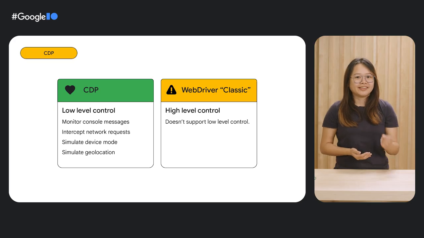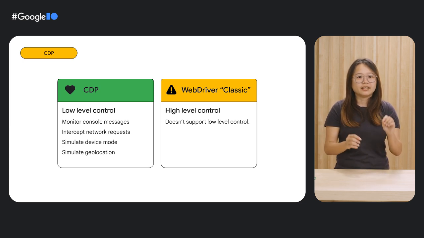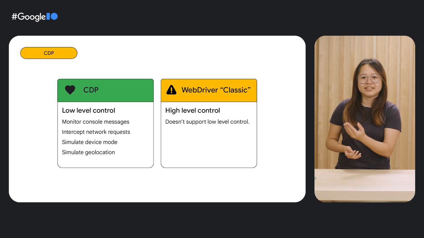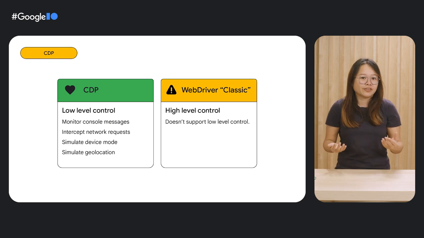On top of that, since CDP was designed to cover all debugging needs, it supports more low-level control compared to WebDriver. It is capable of handling features like capturing console messages, intercepting network requests, and even simulating device mode and geolocation. To be fair, back in the days when WebDriver was developed, there wasn't a need for low-level control.